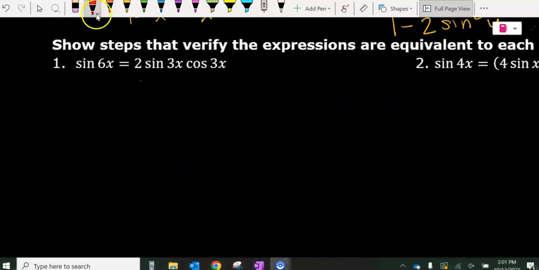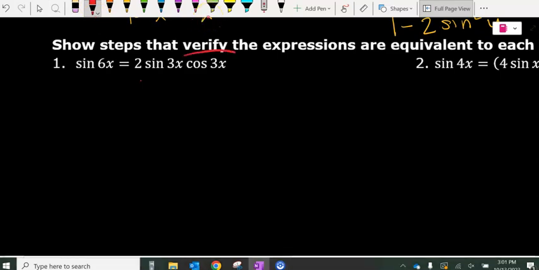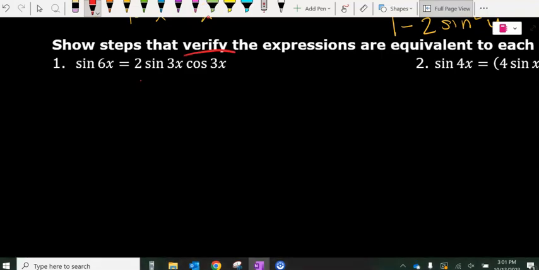All right, so here we go. We're going to go ahead and verify here. Now, it's important that we discuss that verify. It means that you're just showing that the left side is equal to the right side. We know it's equal to it. We just have to show how it's equal to it. So basically, you're proving it.